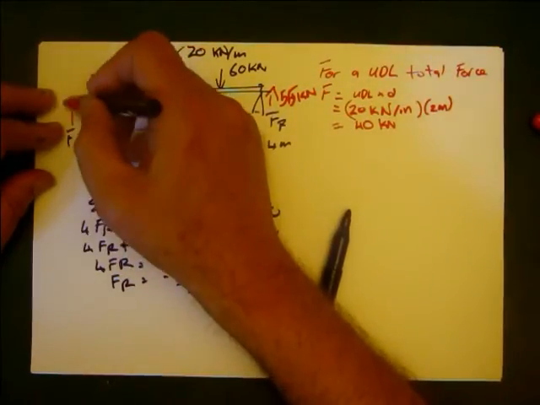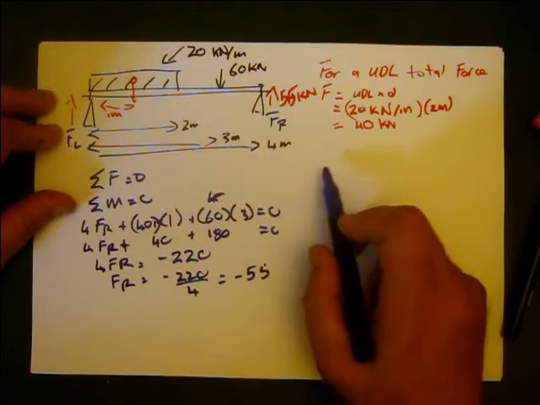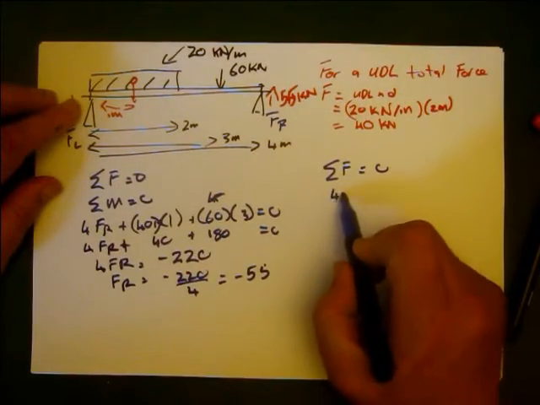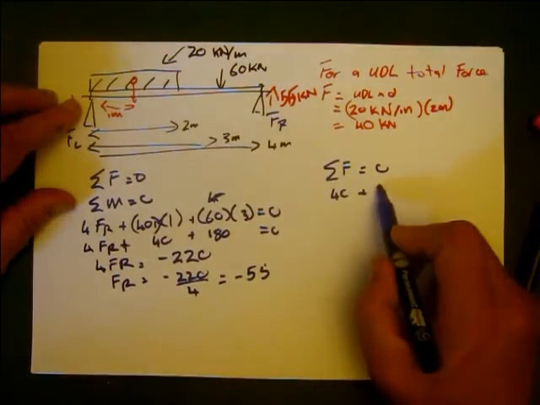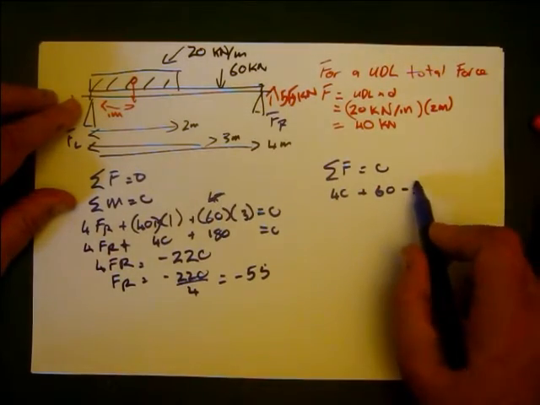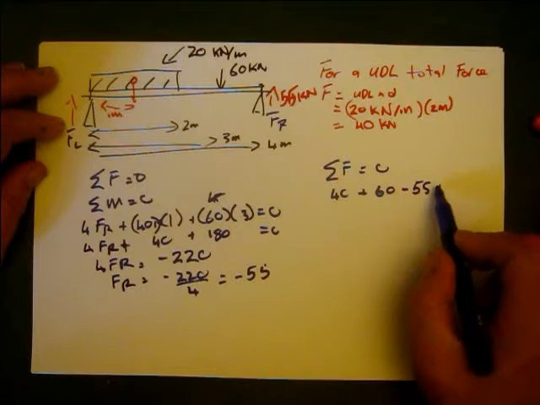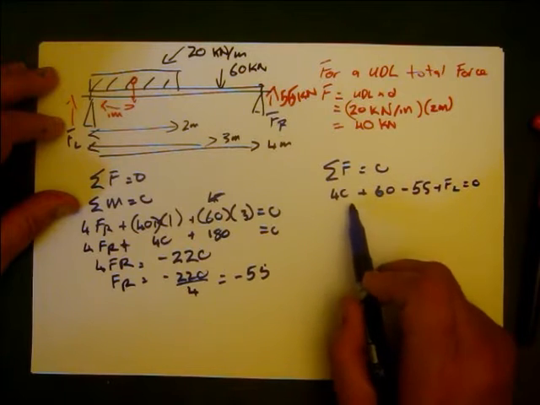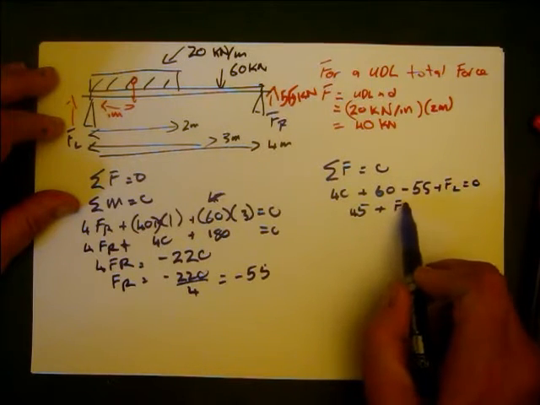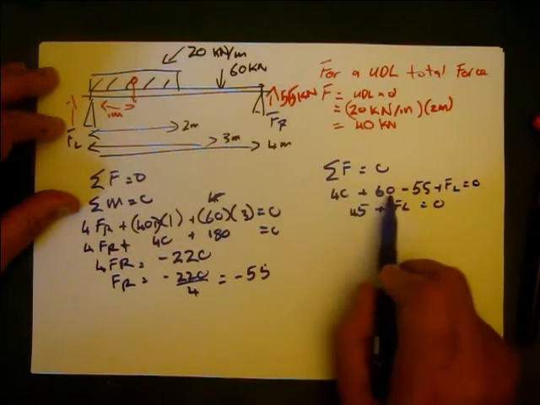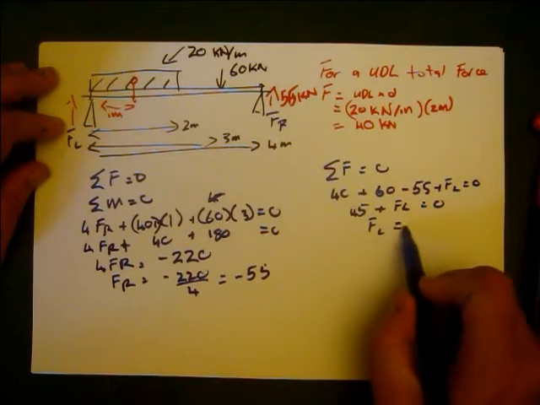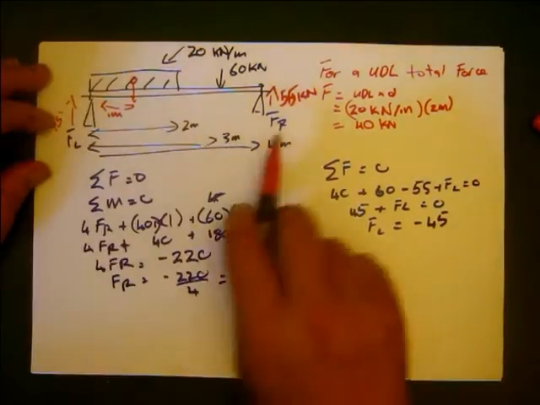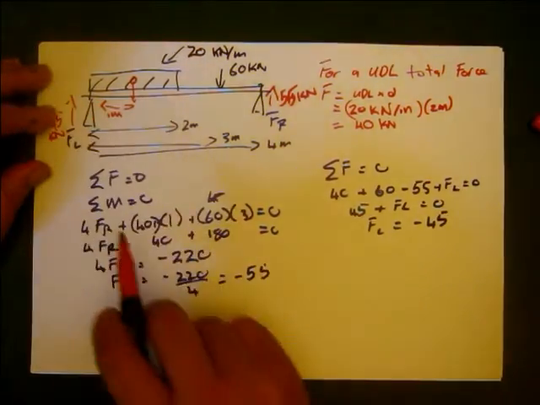What about over here? Remember to find force left, sum of forces equals 0. So we've got 40 kilonewtons plus 60 kilonewtons minus 55 plus FL equals 0. So that's 45 plus FL equals 0. Adding these up, 40 plus 60 is 100, minus 55 is 45. FL equals negative 45. So this side is going to be 45 acting up, and this side is 55 acting up. Let's just check if that's right.